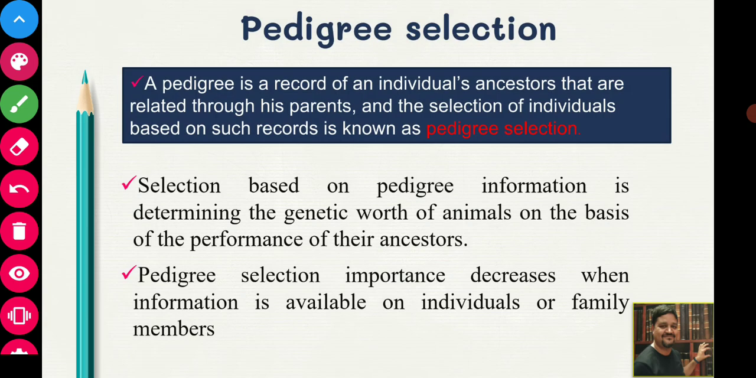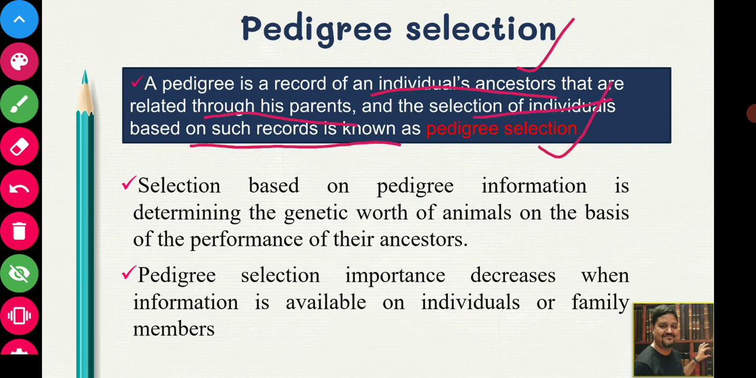The next one is pedigree selection. So what is pedigree selection? I have already told you about it when I introduced the bases of selection. Pedigree selection is another basis of selection where we select an individual by seeing its pedigree. Pedigree is the record of an individual's ancestors that are related through its parents, and selection of an individual based on such a record is known as pedigree selection.